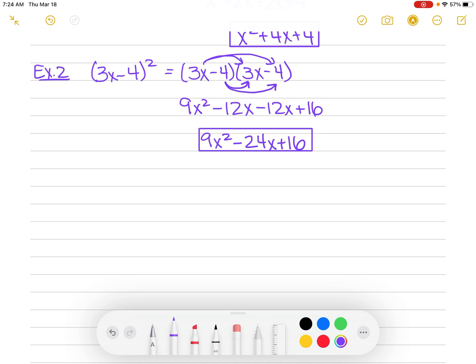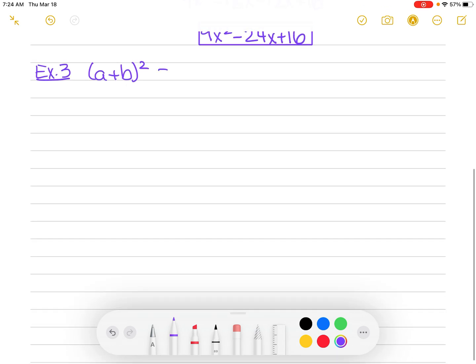Okay? Now the last one, I'm going to have you solve it on your own, and then we're going to talk about how we could do it differently. So here we have a plus b squared. Go ahead and hit pause and solve this one on your own.